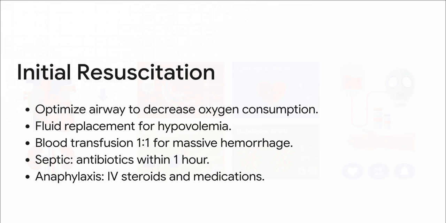If it's a volume failure, you've gotta rapidly run crystalloids like Ringer's lactate. For massive hemorrhage, we jump to a 1-to-1 ratio strategy for blood transfusions to replace both the volume and the clotting factors. In septic shock, the absolute priority is getting broad-spectrum antibiotics in within that first hour. Every minute you wait spikes mortality. And for anaphylaxis, you're pushing immediate IV steroids and allergy meds.